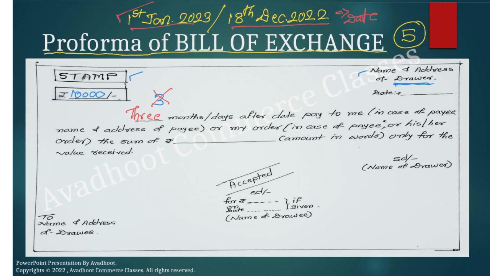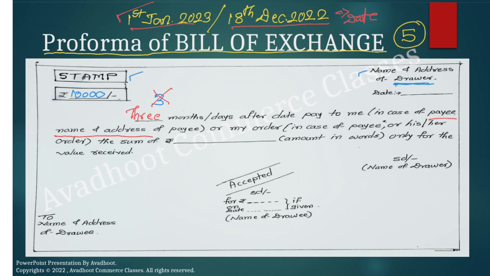As per that, we'll have to keep the appropriate word here and remove the other. After date, pay to me, that is, payable to me, if the payee is not given in the problem. But if the payee is given in the problem, then don't write pay to me. You'll have to write pay to the name of the payee and his address. Suppose it is payable to Mr. C, then you'll have to write 3 months after date, pay to Mr. C, 112 Bandra, Mumbai, whatever address is given. Or if it is to me, you'll have to write my order. If the payee is Mr. C, then you'll have to write or his order, or in case of a lady, or her order, as per the problem.